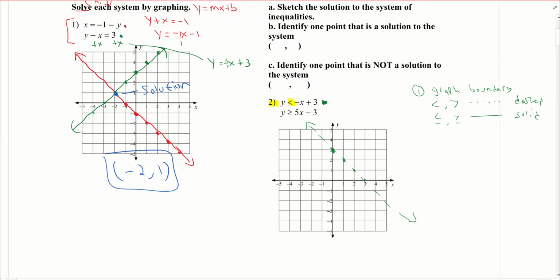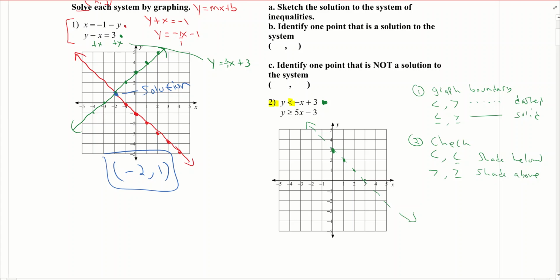And then the next thing we need to do is decide which side to shade. To do this, there's several ways. You can see that it's a less than symbol, which means you shade below. If I ever see less than or equal to, that means we're going to shade below. And if I see greater than or equal to, that means we're going to shade above.